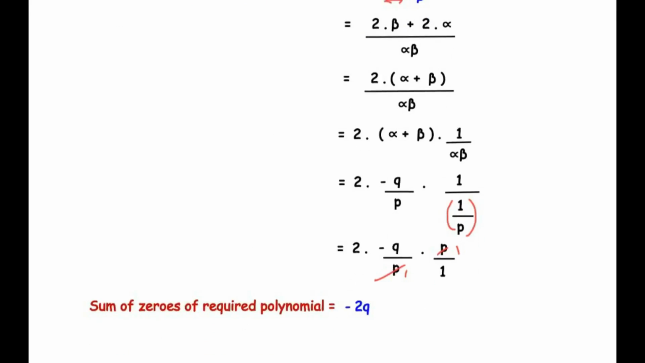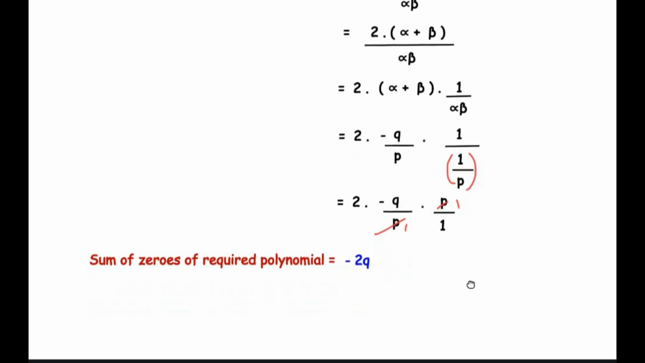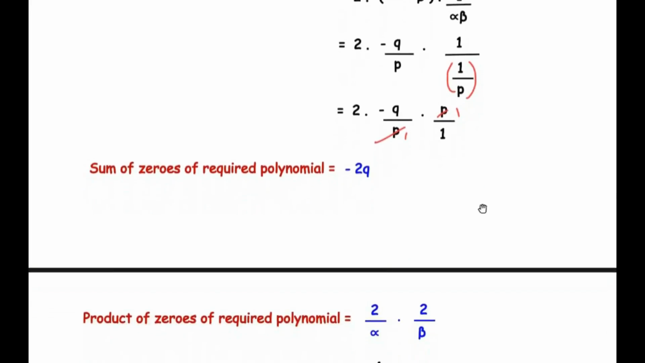Now similarly, let us find out the product of zeros of the required polynomial. So here we have written the product of zeros of the required polynomial becomes 2 over alpha times 2 over beta.